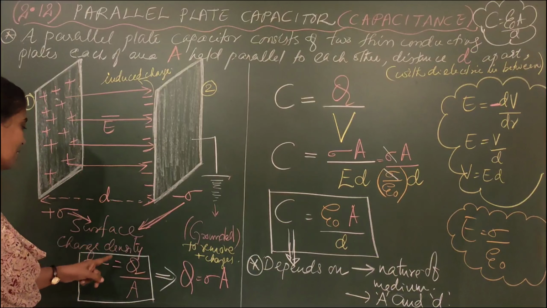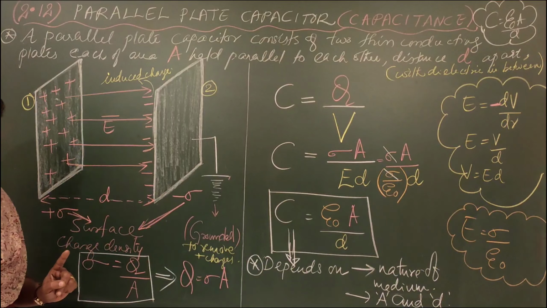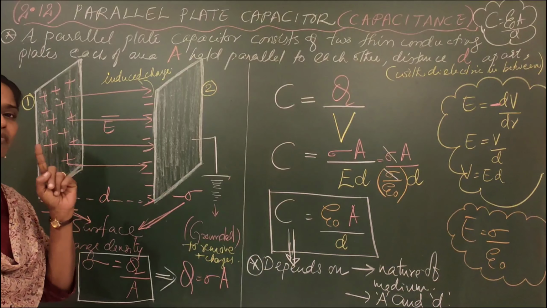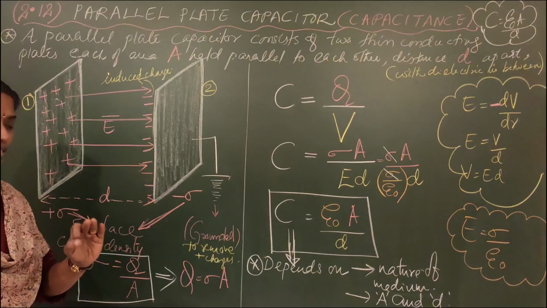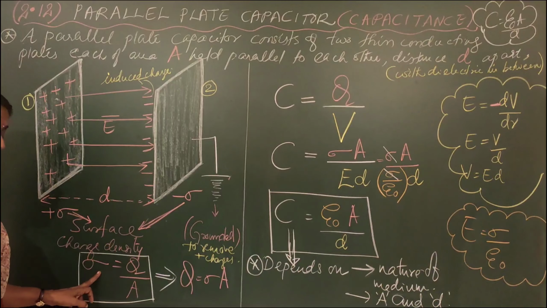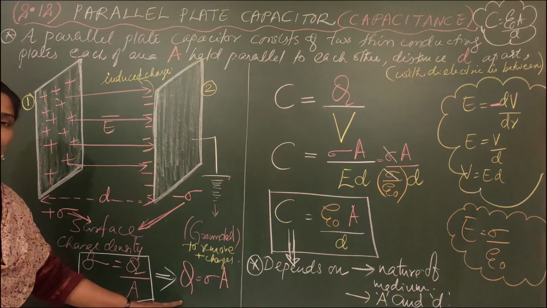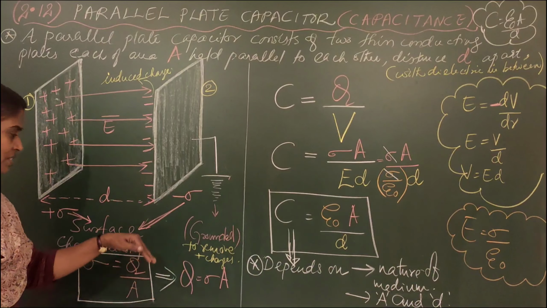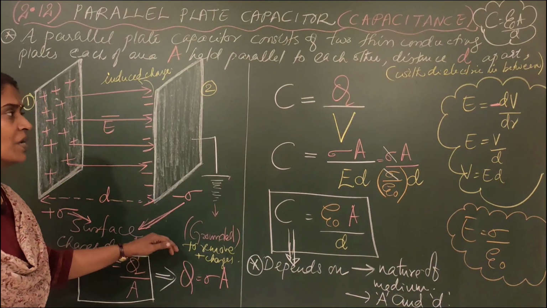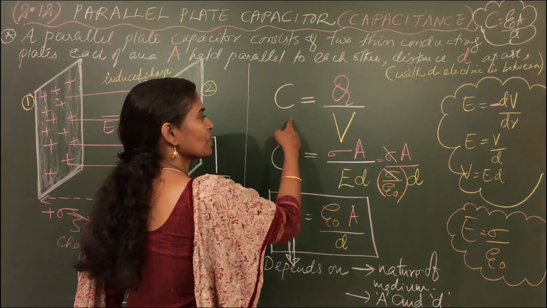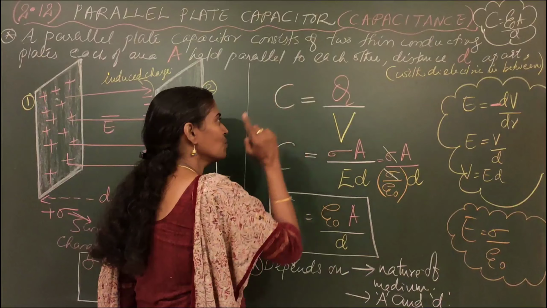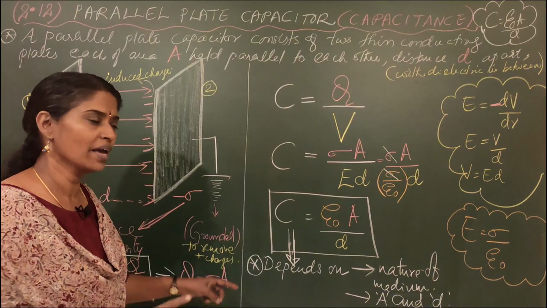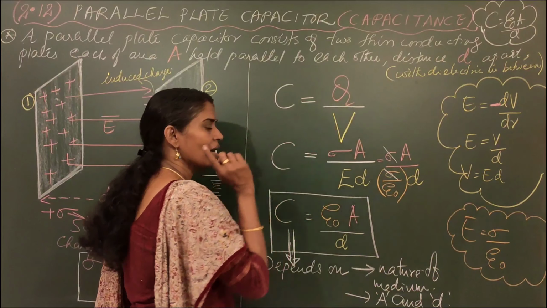We have studied a term known as surface charge density. In Gauss's law, we have charge distributions: line charge, surface charge, volume charge. So you have the surface charge density sigma equal to q upon A. So q equals sigma A. This previous knowledge we need. Now come to the equation. C is equal to q upon V, and in place of q we substitute sigma A.